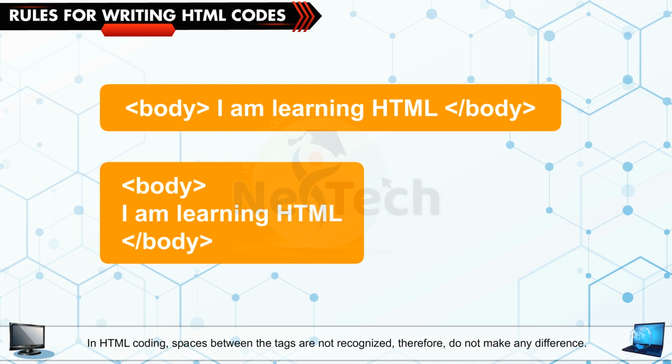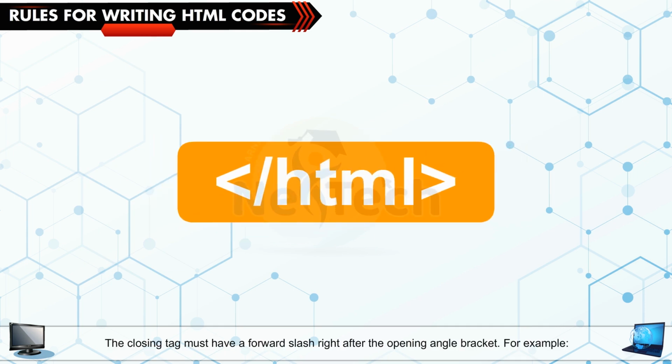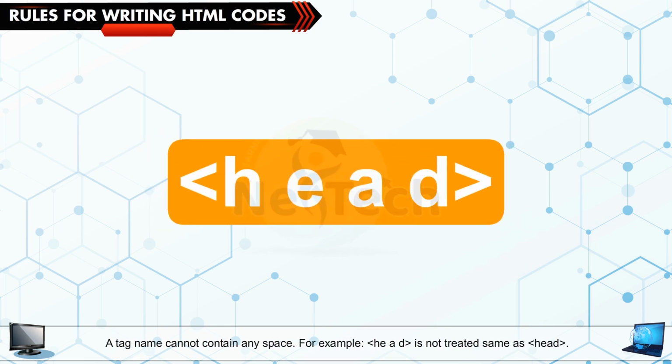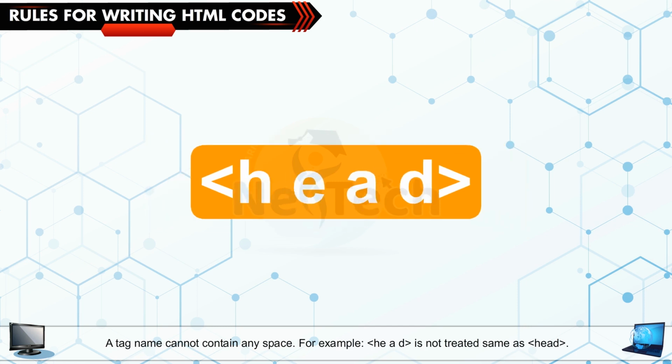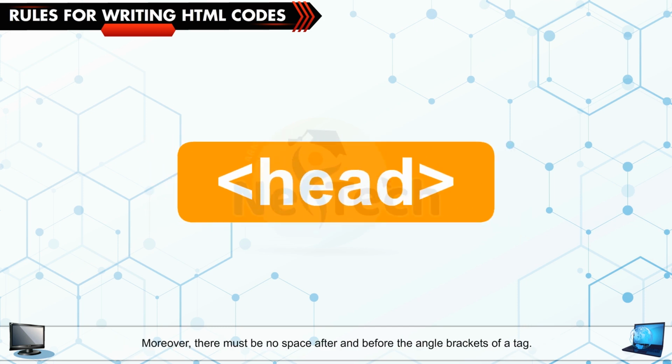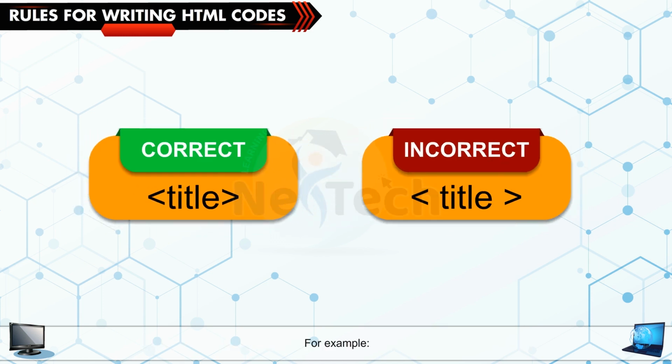In HTML coding, spaces between the tags are not recognized. Therefore, they do not make any difference. For example, both the above statements are treated equally in HTML. The closing tag must have a / right after the opening angle bracket. A tag name cannot contain any space. For example, this tag is not treated the same as this tag. Moreover, there must be no space after and before the angle brackets of a tag. For example, this is a correct method, this is an incorrect method.